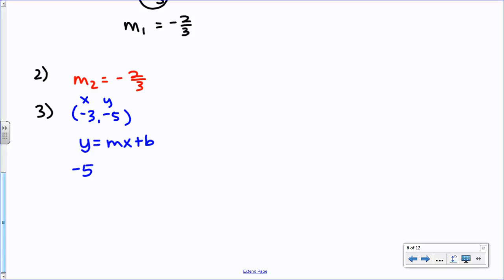So negative 5 equals negative 2/3 times negative 3 plus b.